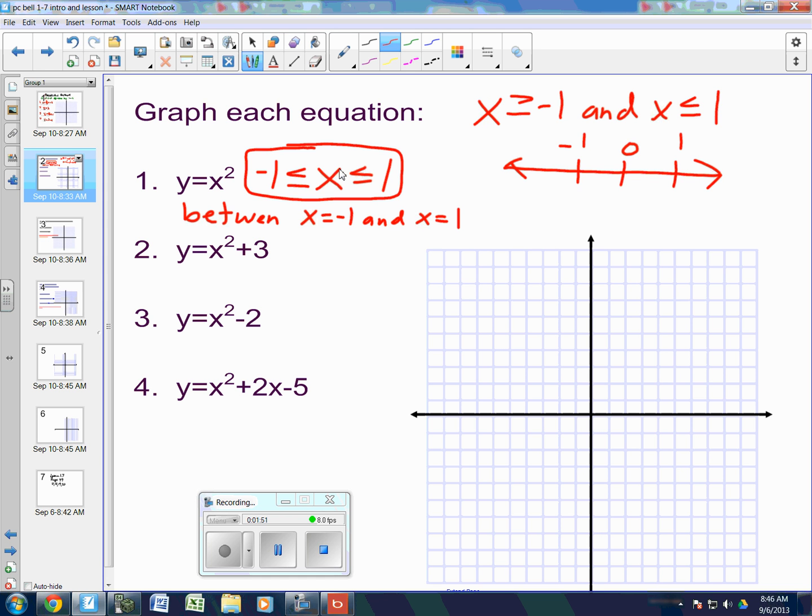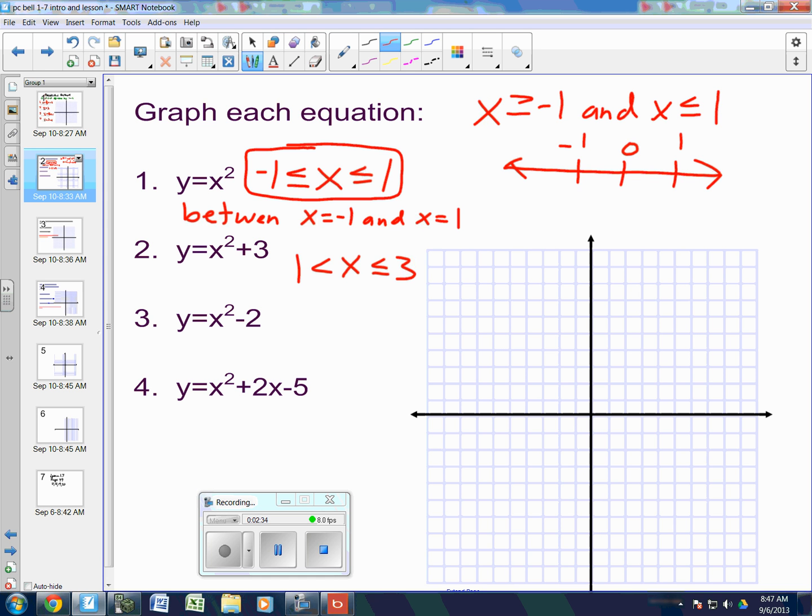That one is y equals x squared, between -1 and 1. The next one, y equals x squared plus 3, is going to be when x is a number between 1 and 3, like that. But it includes 3, but not 1. Got it?